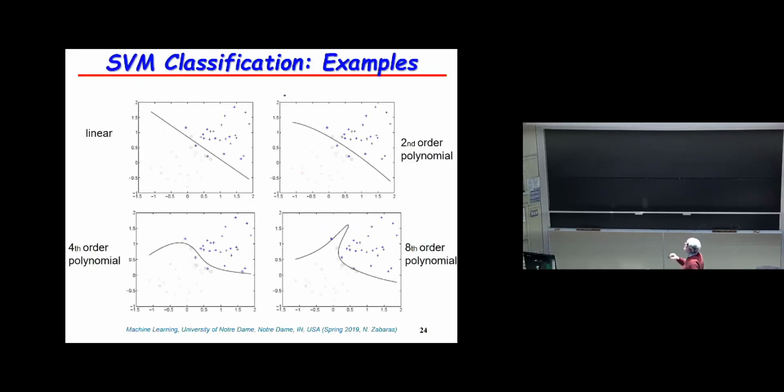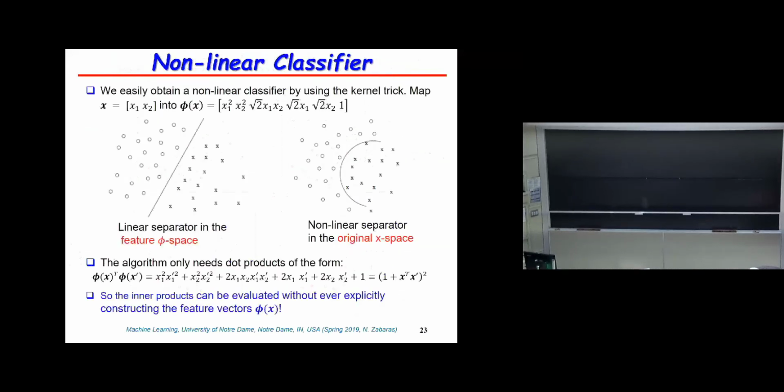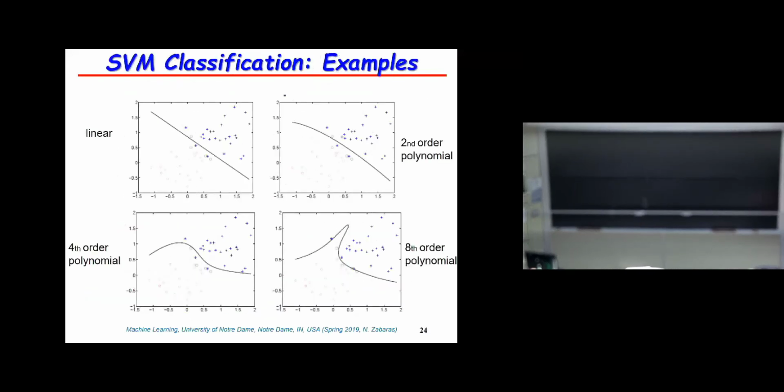And here it is using different types of polynomials. I don't know if it is the same data set, but anyway, if you try to work in the x space and fit, say, a second order polynomial or an 8th order polynomial, you get all these weird curves.